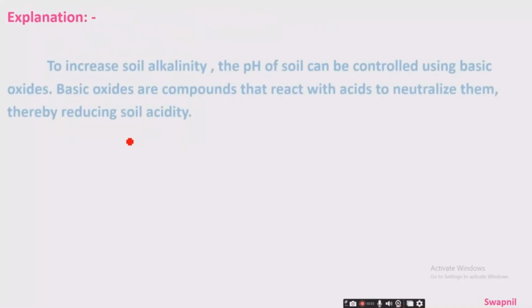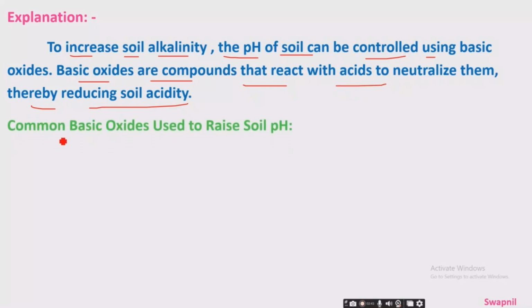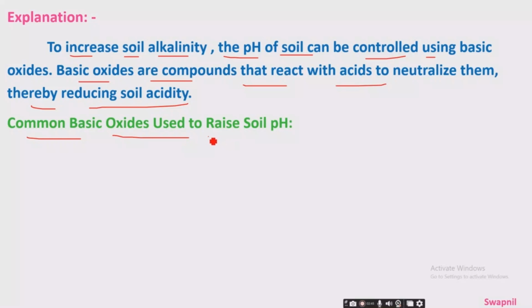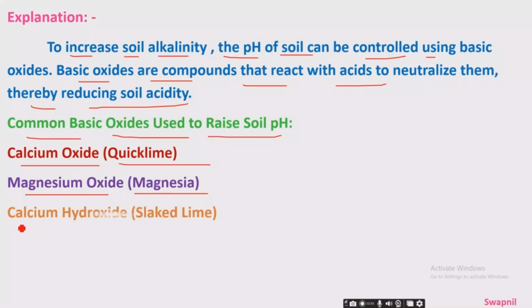So here is the explanation for this question. To increase soil alkalinity, the pH of the soil can be controlled using basic oxides. Basic oxides are compounds that react with acid to neutralize them, thereby reducing soil acidity. Some common basic oxides used to raise soil pH are calcium oxide, that is quicklime, magnesium oxide, that is magnesia, calcium hydroxide, that is slaked lime.